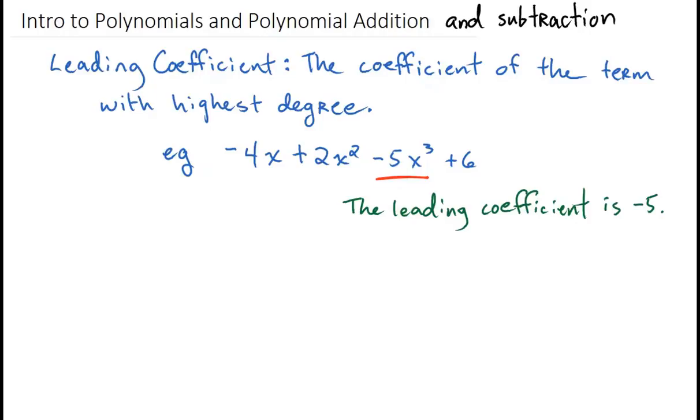Now, if I put this in descending order, what I would have is the negative 5x to the third plus 2x squared minus 4x plus 6. So once it's in descending order, what we have is that our leading coefficient is in the front. It's taking the lead. And so that terminology, leading coefficient, comes from the idea of the polynomial being in descending order. However, it does not have to be in descending order for that to be the leading coefficient. It's always the coefficient that's with the term that has the highest degree.